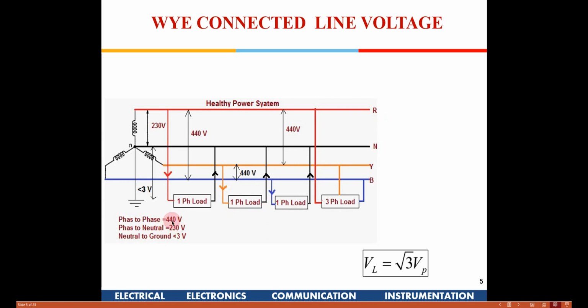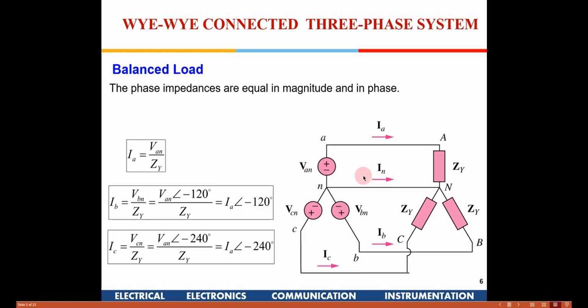And where did we get this 440 from? Last time we derived it. It is root 3 times the phase voltage. Root 3 into 230 will give you 440, and that 440 is known as the line voltage. So what is line voltage? Line voltage is the voltage between any 2 phases in the line. Okay, so that is what we learned.